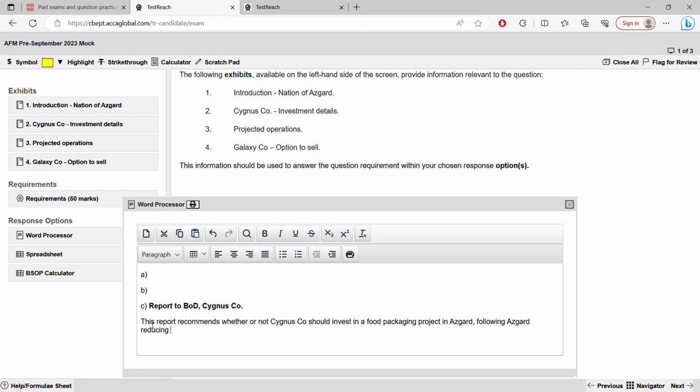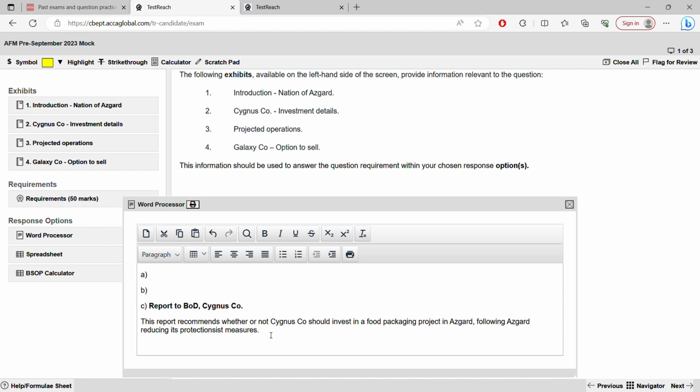Reducing its, and you have seen the case study, the exhibits. It's not so long, so it will not take so much time as you think. This report recommends whether or not they should invest in Asgard following the reduction of its protectionist measures. Now, first requirement, second requirement, third requirement. I'm going to write in that order only.